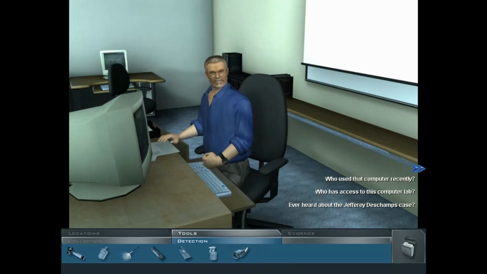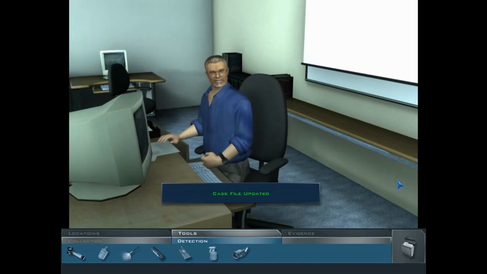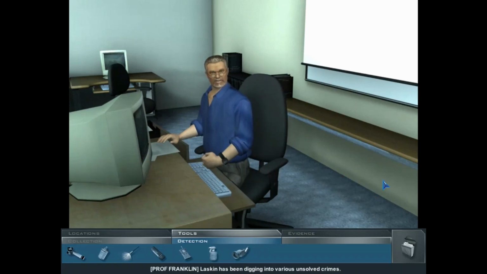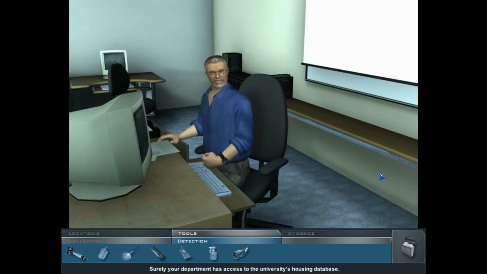This one, right here. Earlier in the day, I couldn't say, but I just met with a student, John Laskin, going over some coursework. And he was on that machine. Not to tell you how to do your work, but dusting for prints would be rather pointless, with all the traffic in here. Laskin has been digging into various unsolved crimes. Promising student, bright, doing well in my course. I believe he lives on campus. Surely your department has access to the university's housing database. Tracking him down should be child's play.